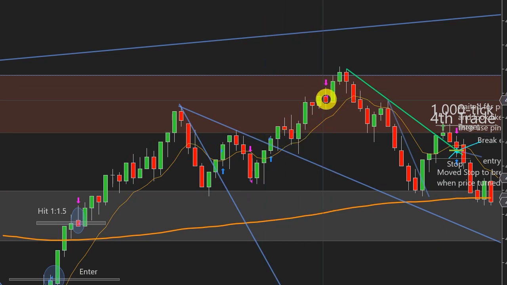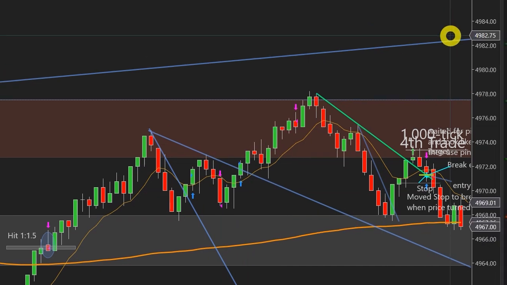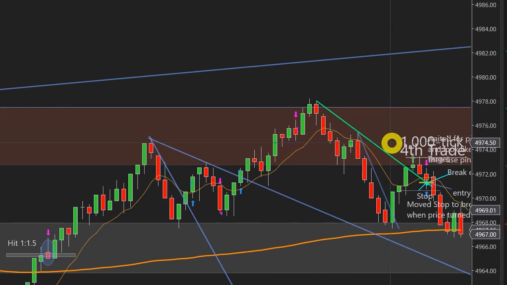But I'm pretty sure it was right underneath that candle right there, because getting stopped out twice, I wouldn't want a very big stop loss. So that was a good trade, okay?